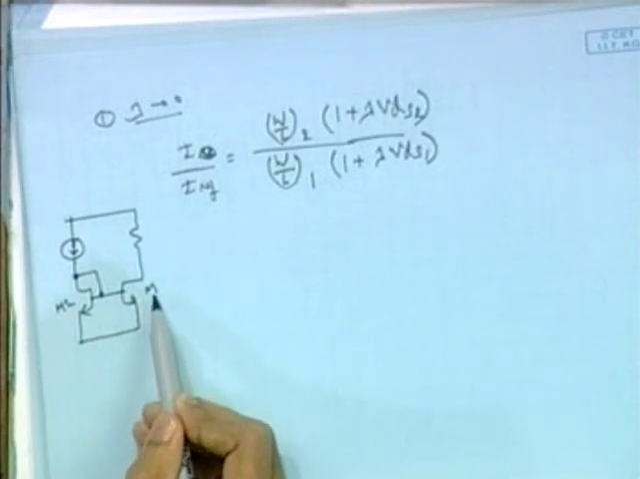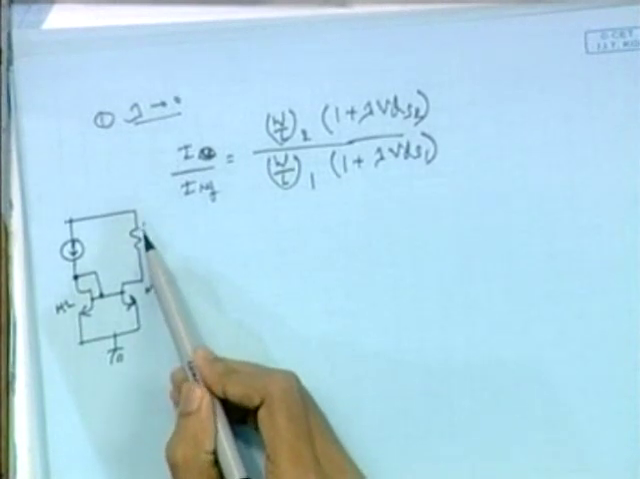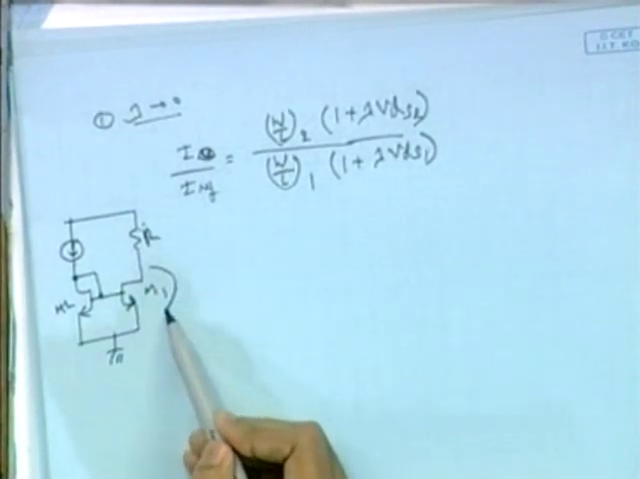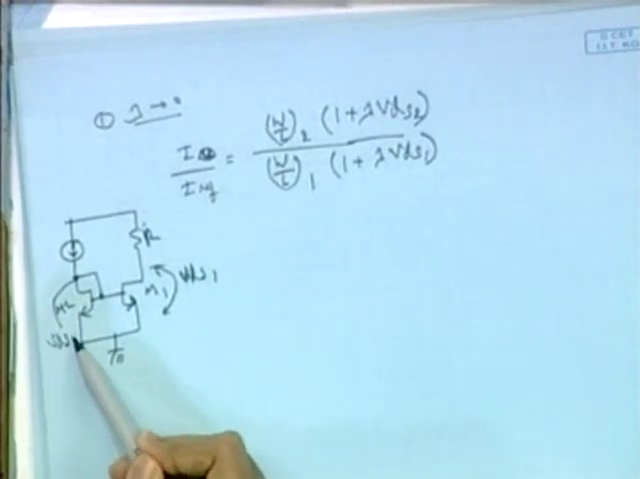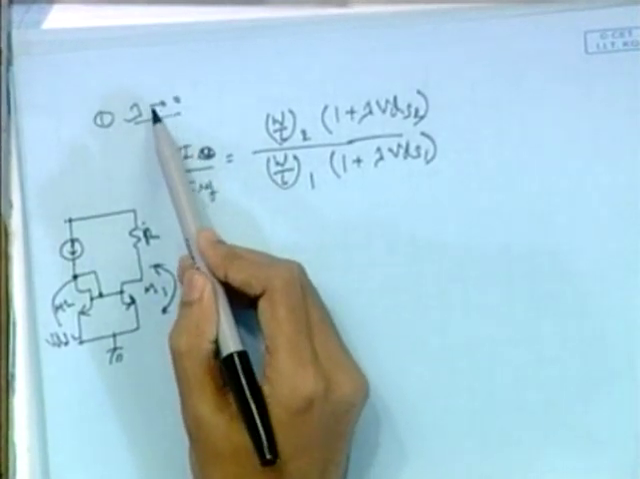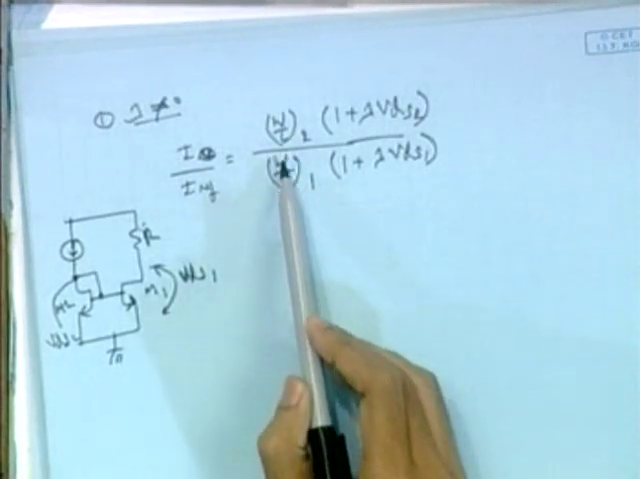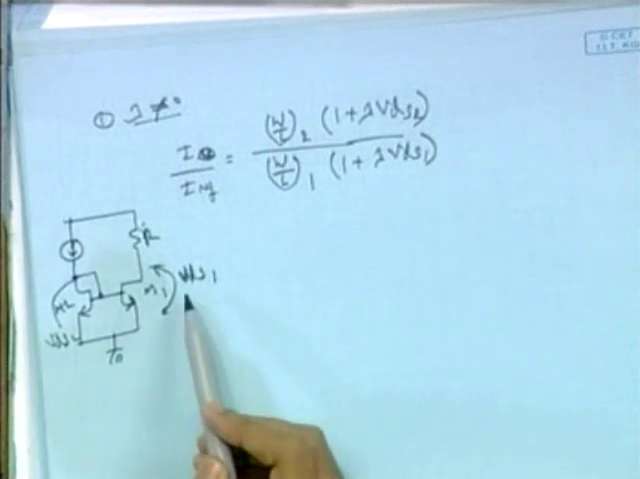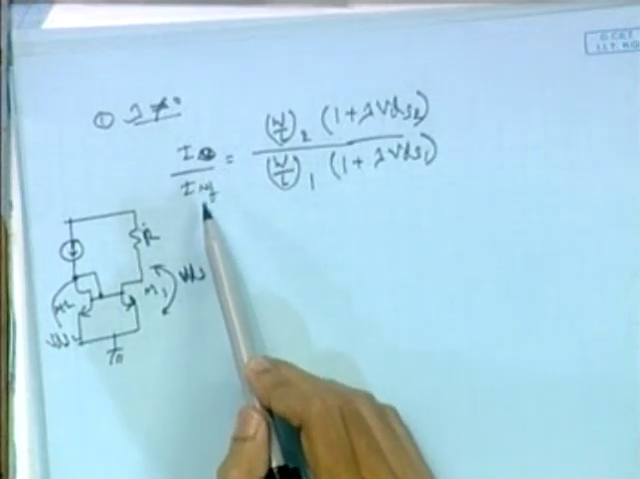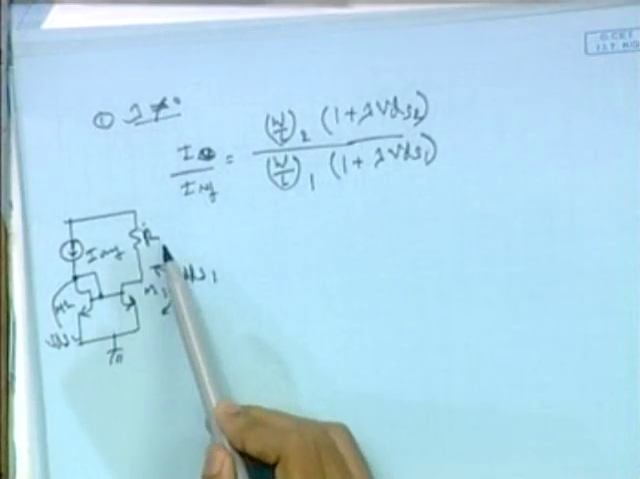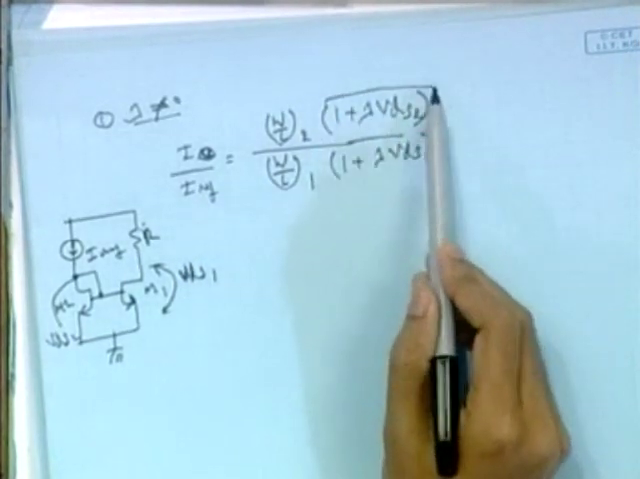This is M2, this is M1. This is our sum load, call it R. So if VDS1 is not equal to VDS2, and also lambda is not 0, then we cannot guarantee that just changing the W of M2 or M1 will give an accurate replication of this IREF to I0. So this error term will be there.